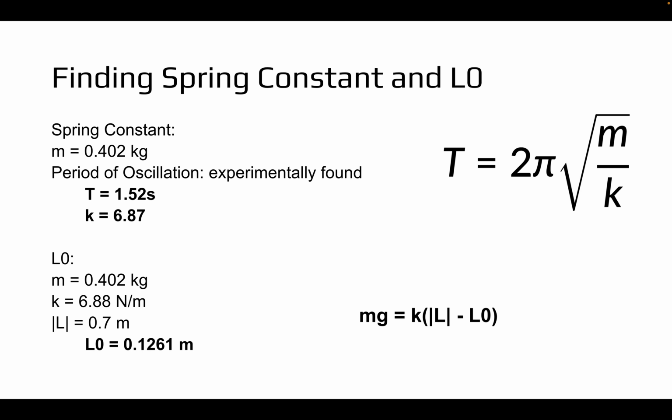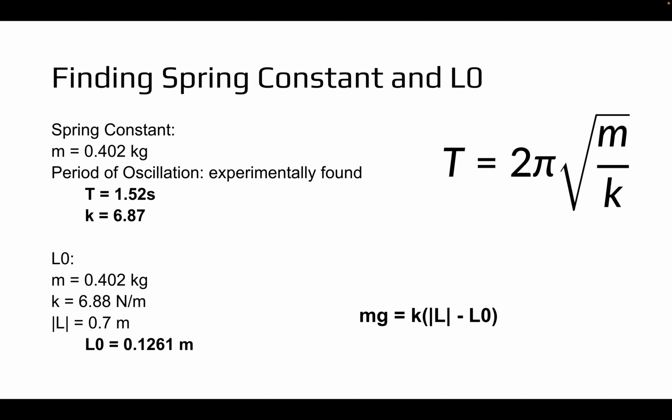So for finding the spring constant and relaxed length, for the spring constant, we use the period of oscillation formula. Using this, the period of oscillation, which is T, is equal to 1.52, which was experimentally found. Using that, we figure out K using algebra, which is 6.87 newtons per meter.